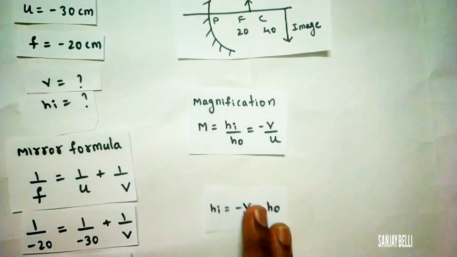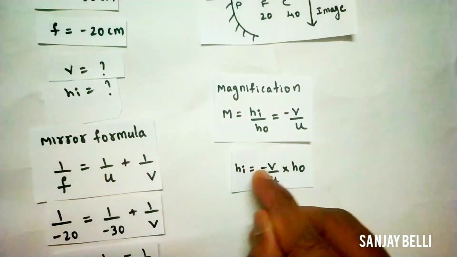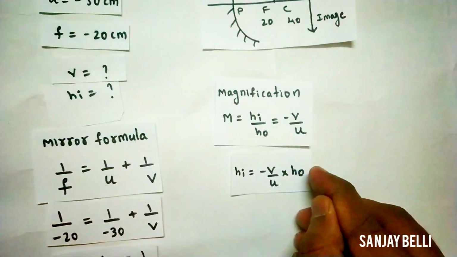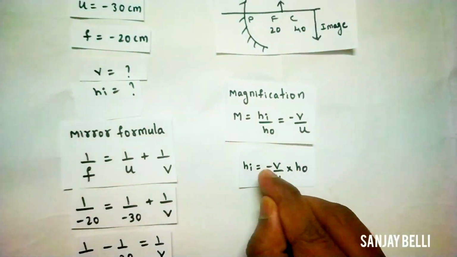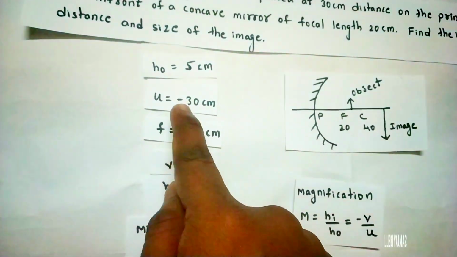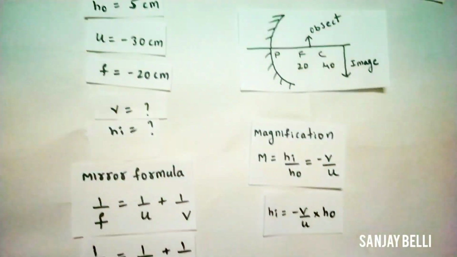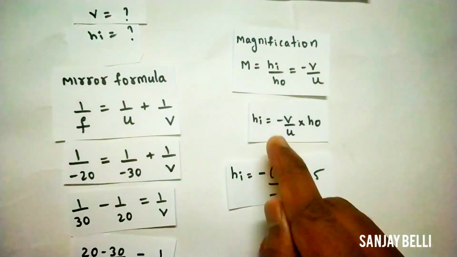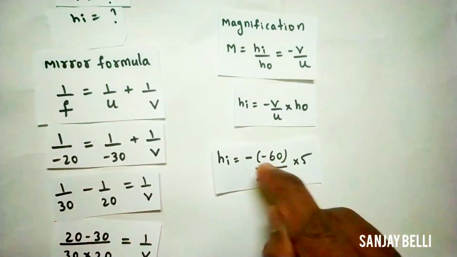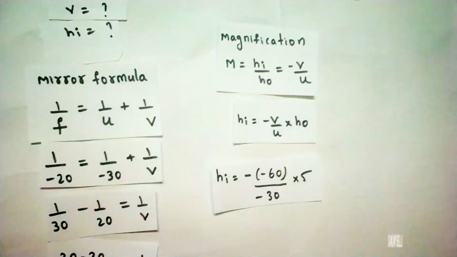So we want the image height. We can modify it: hi equals minus v by u into h naught. Your minus v is nothing but minus 60, and what about u? u equals minus 30 and h naught equals 5. So minus v means minus 60, u means minus 30 and h naught means 5.